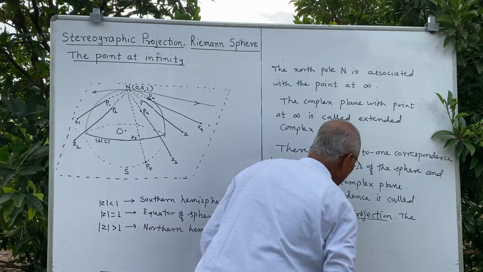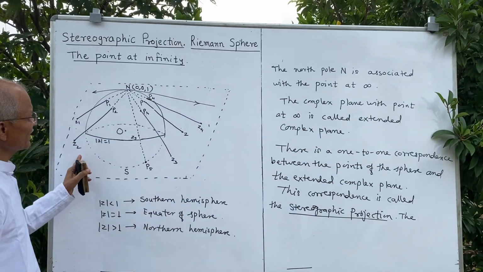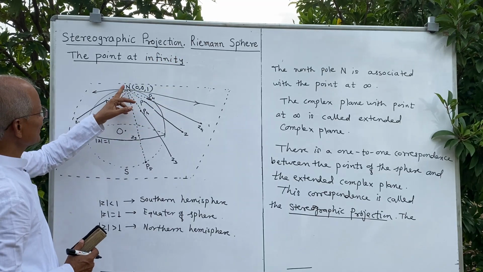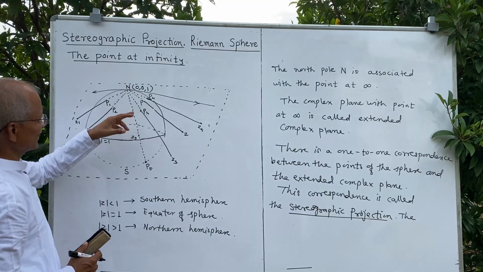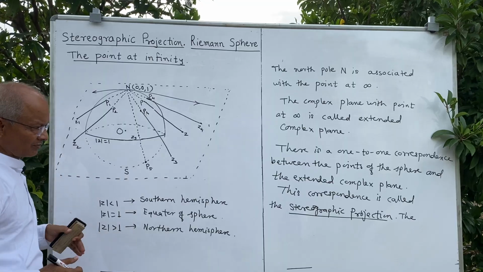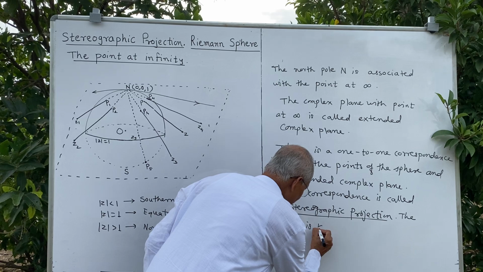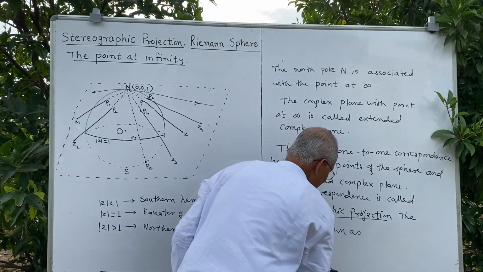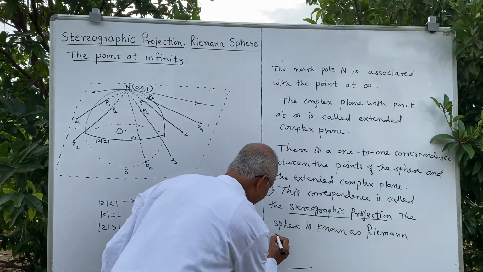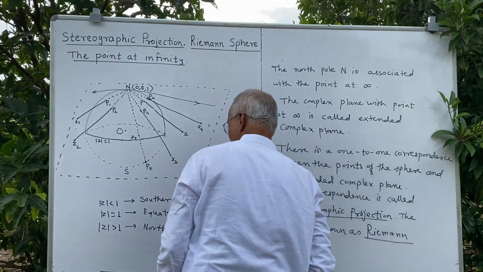The unit sphere whose center is at the origin and whose equator lies in the complex plane is called the Riemann sphere. Here is the north pole which lies on the z axis, and the x axis and y axis will be like this, in the complex plane. The sphere is known as the Riemann sphere. So, this is the meaning of stereographic projection and Riemann sphere.